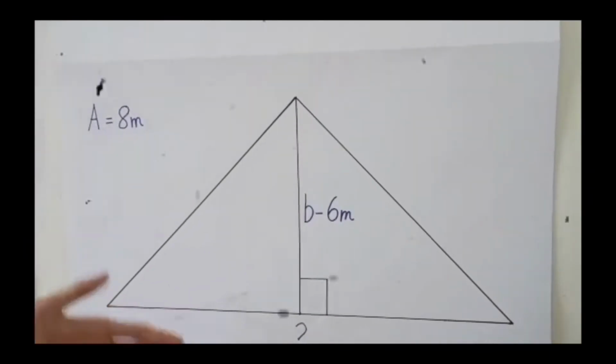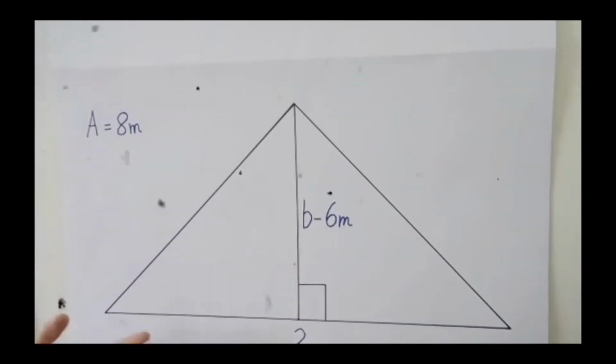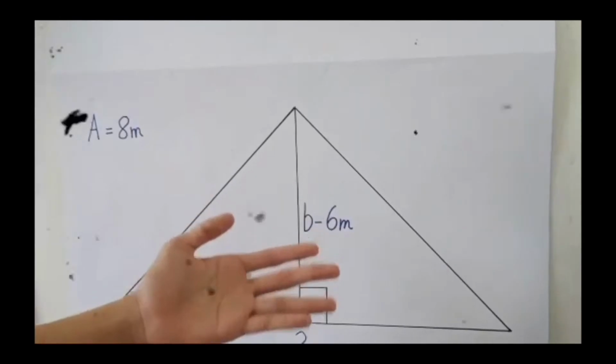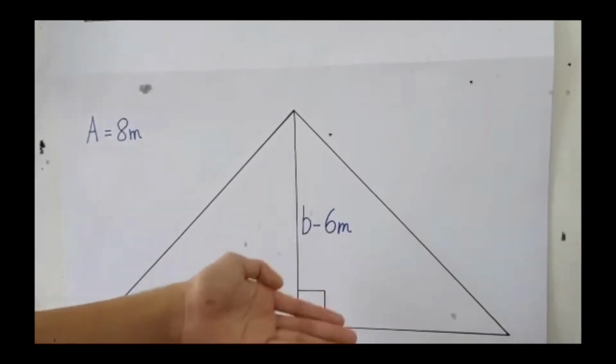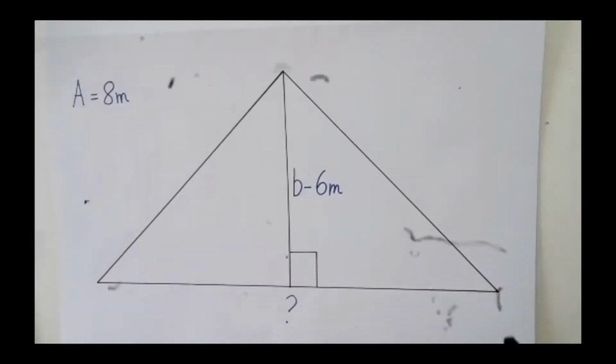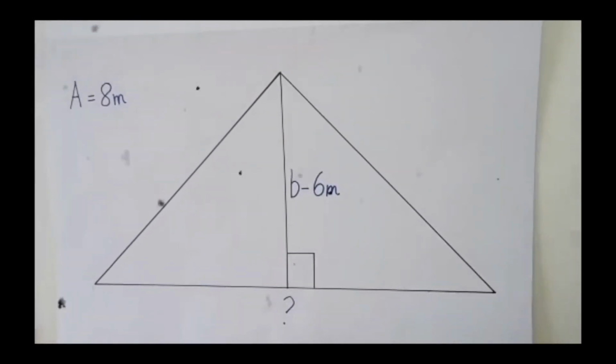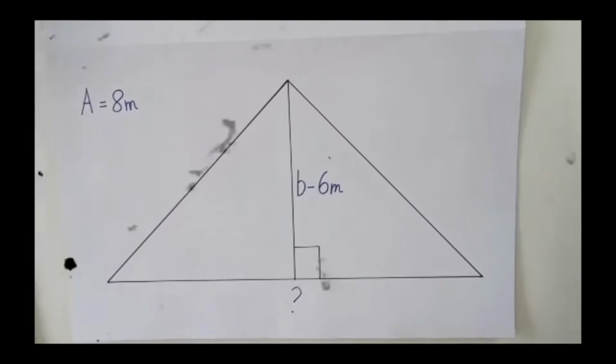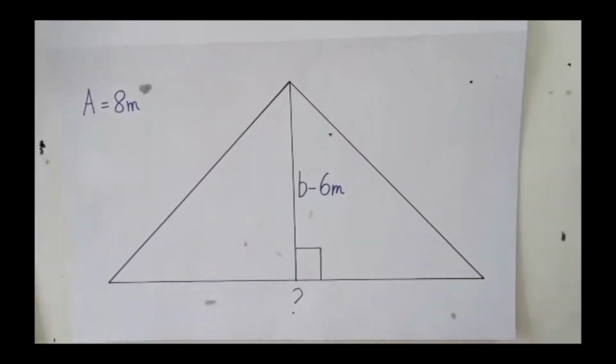So this is the illustration of a triangle where the area of the triangle is 8 meters and the altitude of the triangle is 6 meters less than the base. And the unknown is the base of the triangle. So now, we're about to look for the unknown, which is the base of the triangle.